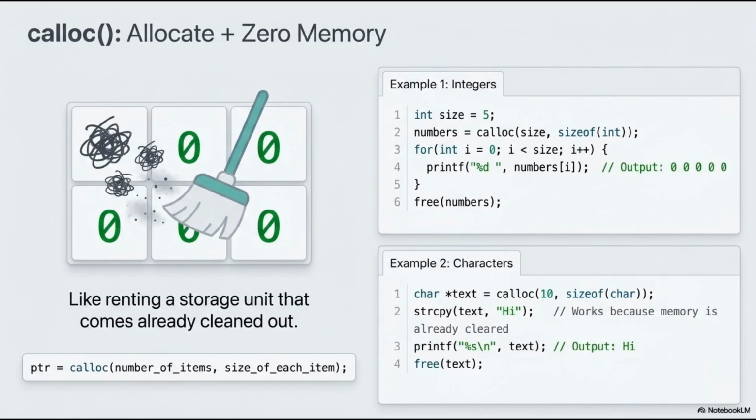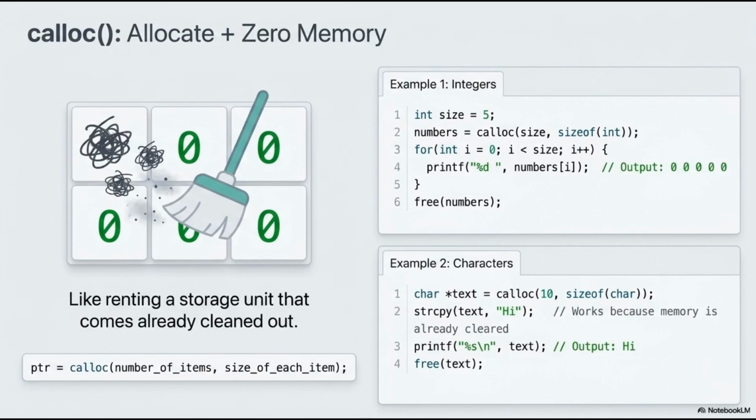Next up, we have calloc. Imagine you're renting a storage unit. You wouldn't want a unit filled with the last renter's leftover junk, right? You want it totally empty and swept clean. Well, that's exactly what calloc does for your memory. It allocates the space, but then it automatically goes in and fills it all with zeros. So if you allocate space for integers, they all start as zeros. If you allocate space for characters, it's a completely blank slate ready for a string. It's a guarantee that you are starting your work in a perfectly clean workspace.